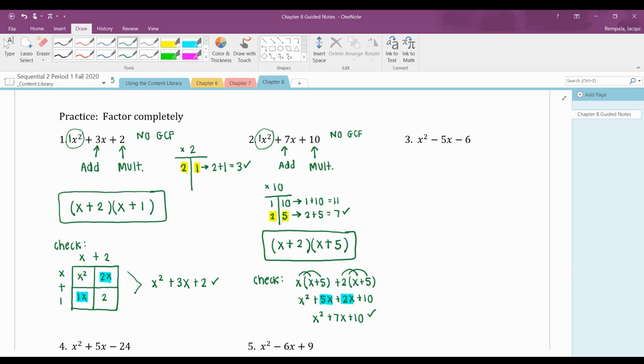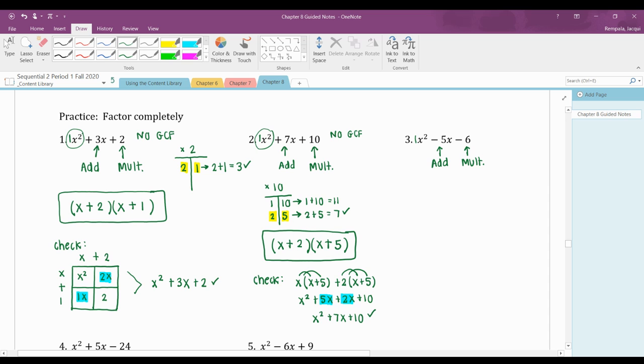If we take a look at the next problem, x squared minus 5x minus 6. Number in front is a 1. There is no variable at the end. There is no GCF. So I'm moving on to the second step of what multiplies to the last number but adds to the number in the middle.